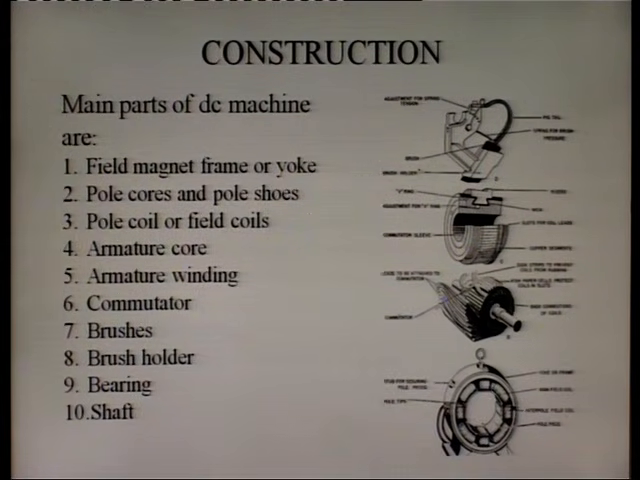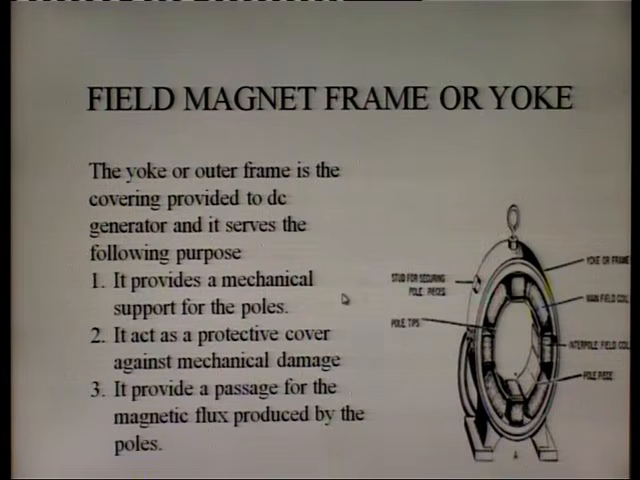Next is construction of machines. The main parts of DC machines are: first, field magnet frame or yoke; pole core and pole shoes; pole coil or field coil; armature core; armature winding; commutator; brushes; brush holder; bearing; and shaft. So the first part is the field magnet frame or yoke. This outer covering is called the field frame or yoke.